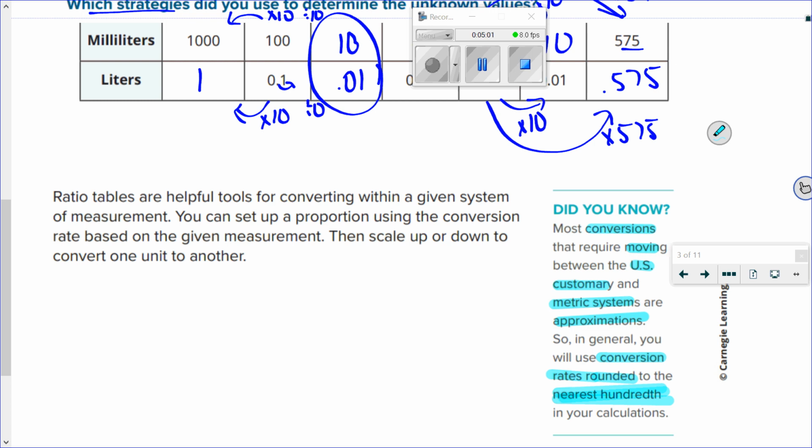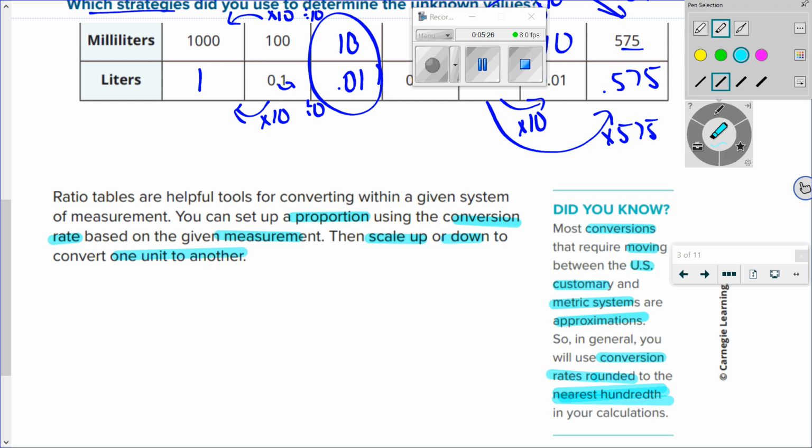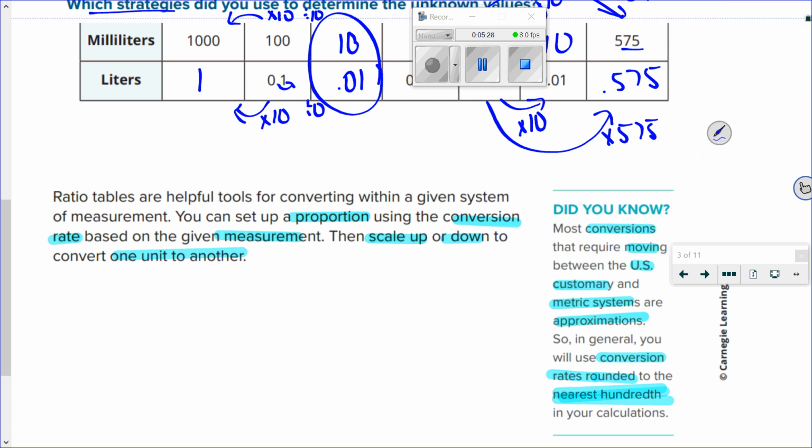Okay? What we're going to do is proportions. This is the way that Ms. McShannon and I prefer these set up. So get used to this. You're going to use the conversion rate based on the given measurement. Then we're going to scale up or down to convert one unit to another. So go ahead and mark your text on these, especially this note here, because on the side, the did you know is probably the more important of the two, knowing that we're just using approximations.